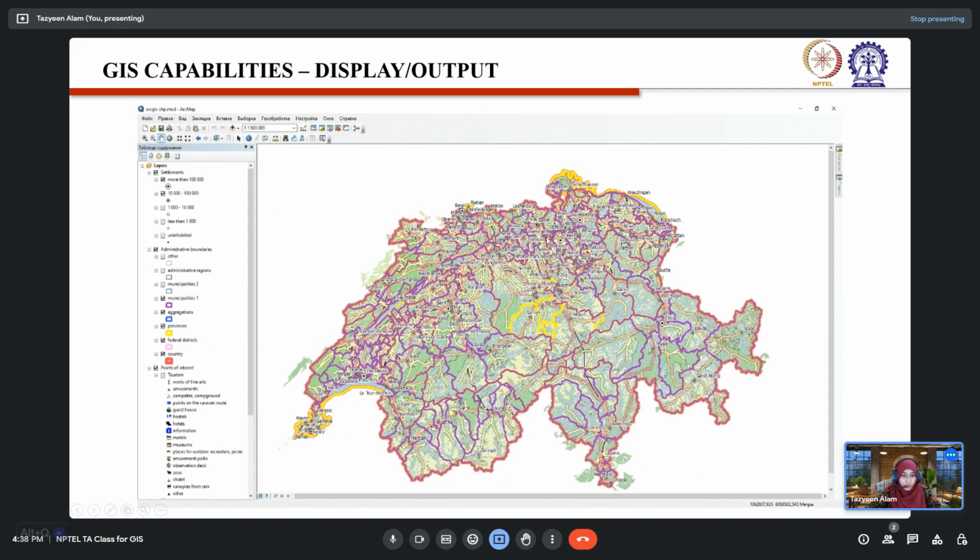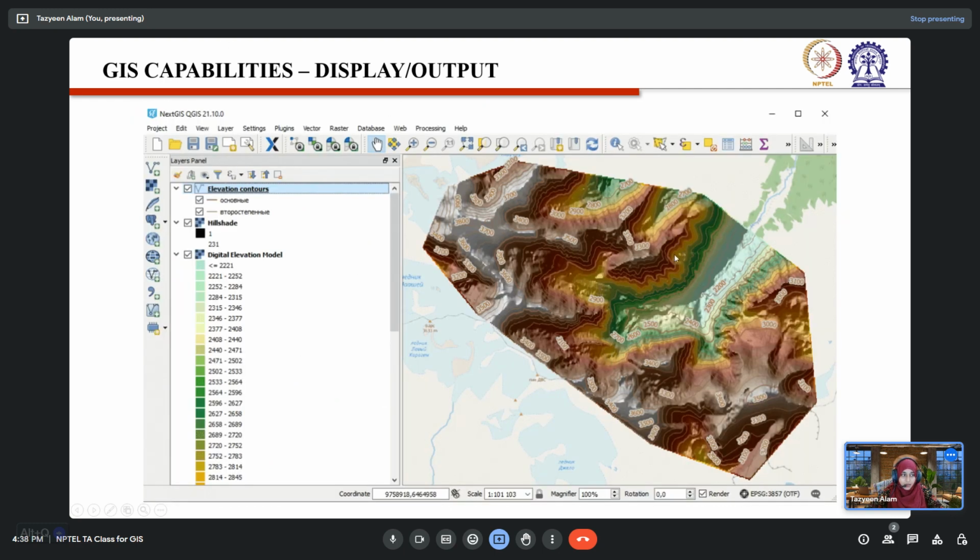This is another output. So here, on a Google map or on a geographic base map which is derived from the internet, the user has tried to demarcate different administrative boundaries, including the administrative regions, the municipalities, the federal districts, and finally the country. This again is a different type of display or output that you can get. This specific model represents your digital elevation model where hill shades are taken into consideration and different values of contours or elevation values are also considered.